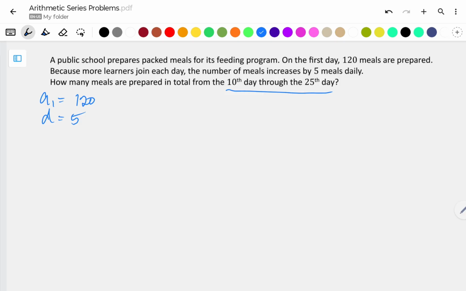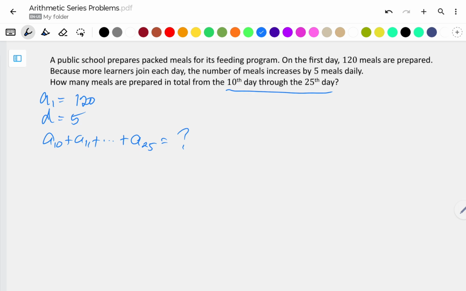But what is the question? The question is just from the 10th day. So that is just a sub 10 plus a sub 11 up to a sub 25. So it's not from a sub 1. So how do we do this?